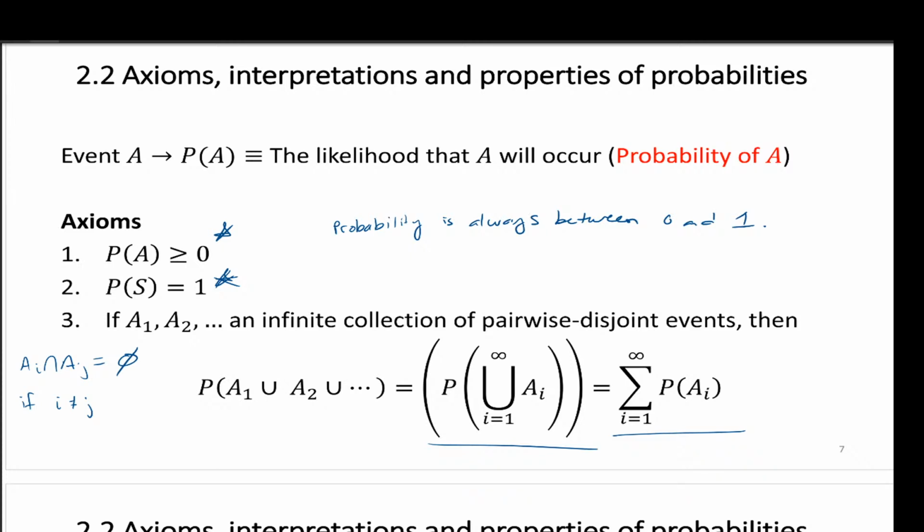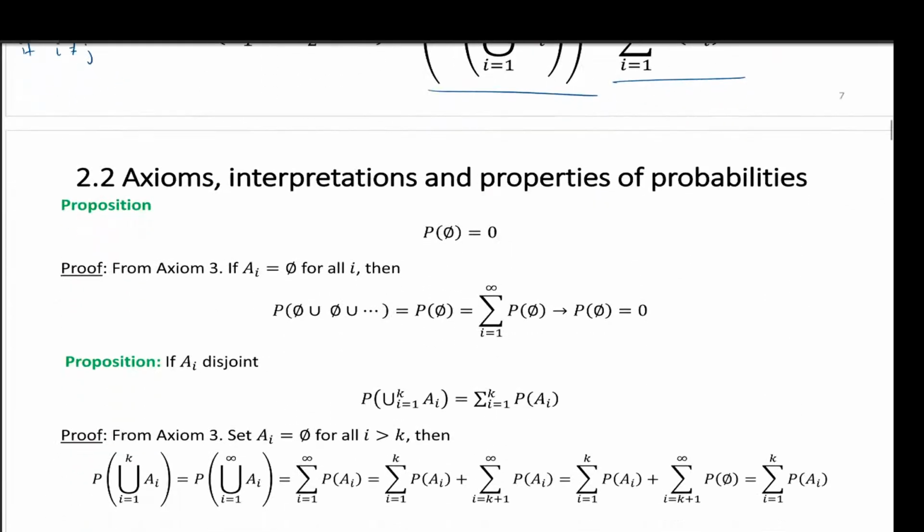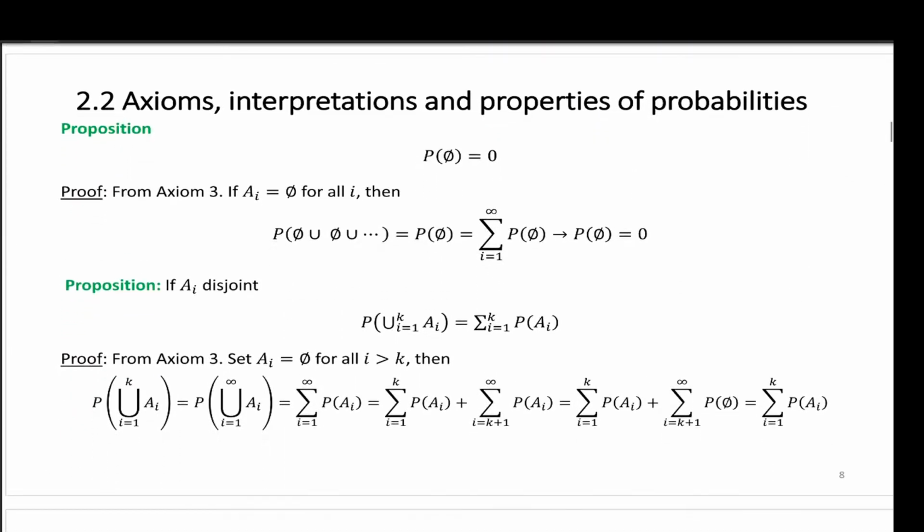Okay. Let's go on to a proposition here. It says that the probability of the empty set is equal to 0. So this is the result. How can we prove it? Well, how could we prove that the probability of the empty set is 0? Well, if we set every set equal to the empty set, and we take the infinite union of empty sets, well, we just get the empty set because there's nothing in any of the sets.